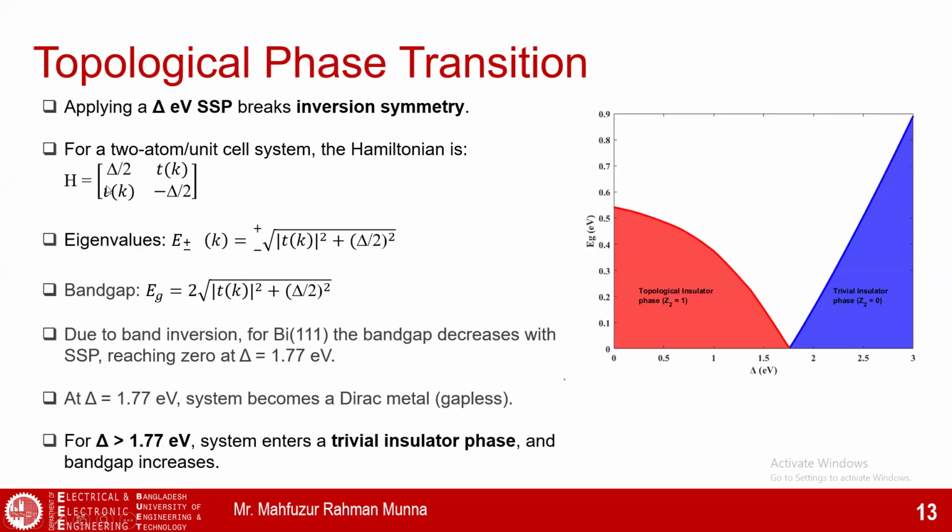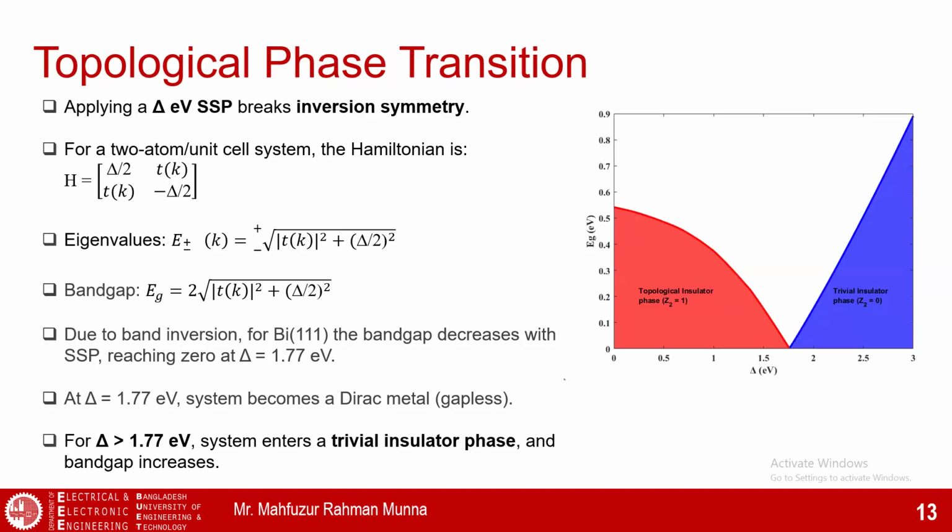A staggered sublattice potential means that we need to apply different voltages to two different sublattices. For example, in a system, we apply Δ electron volt staggered sublattice potential. It means that we have to apply Δ/2 electron volt to one sublattice and minus Δ/2 electron volt to another sublattice. So what will happen is that our energy gap will increase, theoretically, for any material, for example, graphene or silicon.